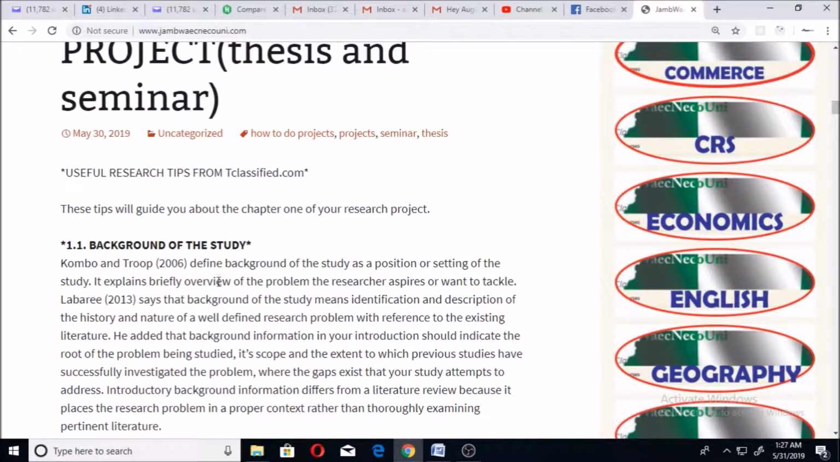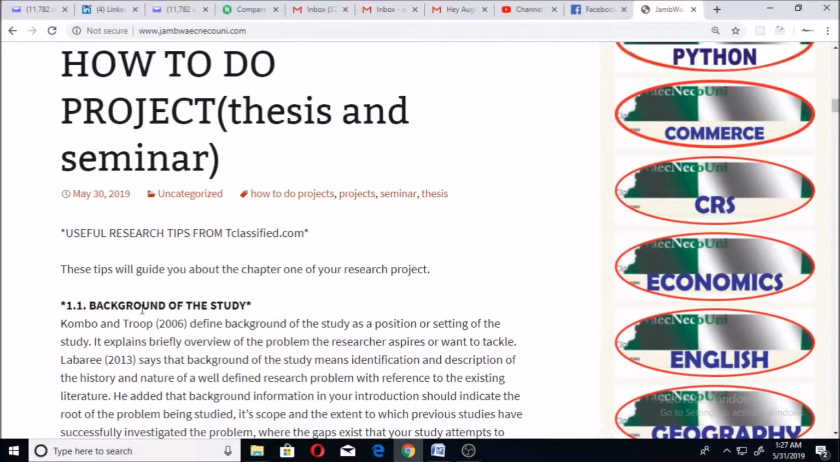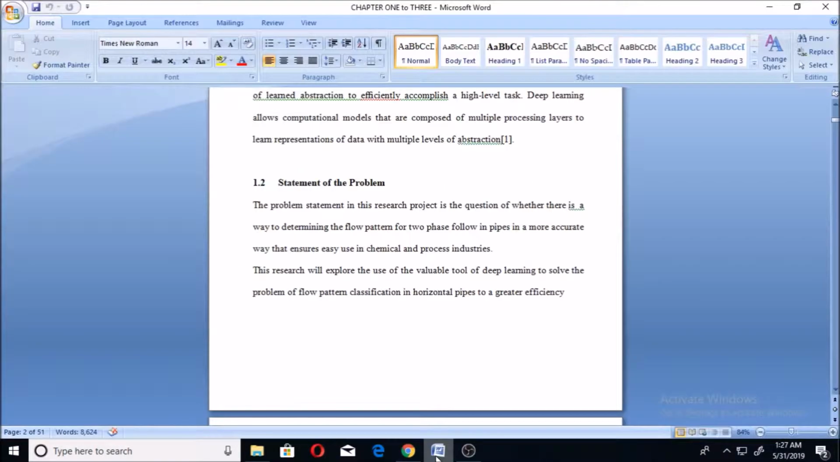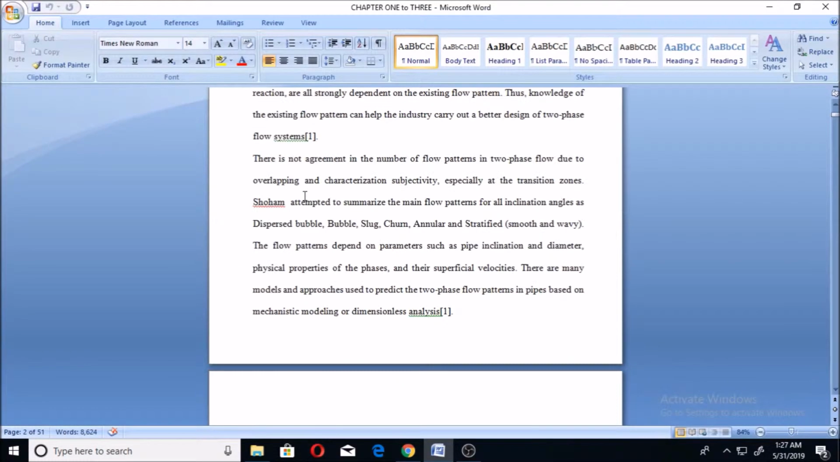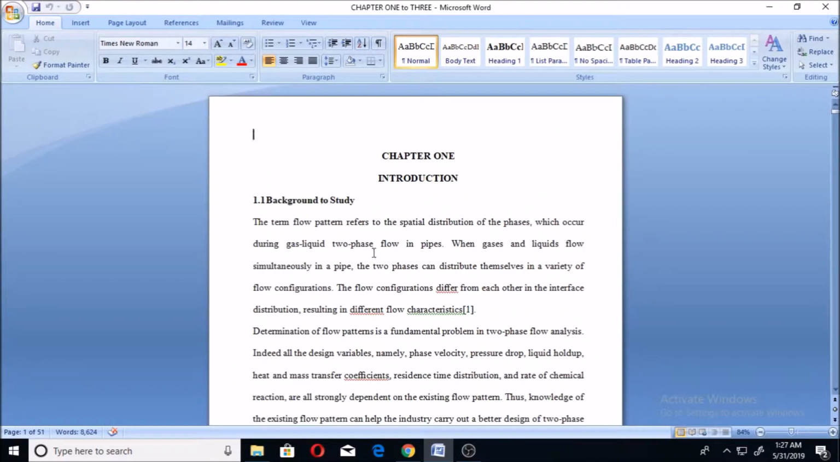So this material is going to be telling you what to put, like background of the study, like I said, is the first thing. So this is my own background. In my background, I just briefly discussed the subject matter, which is flow pattern. I said that the term flow pattern refers to the spatial distribution of the phases which occur during gas-liquid two-phase flow in pipe. So basically, I'm trying to explain the concept that I'm going to be treating in this project.